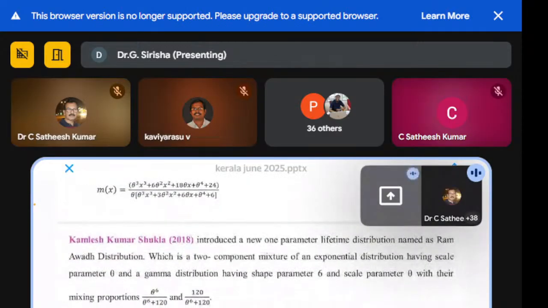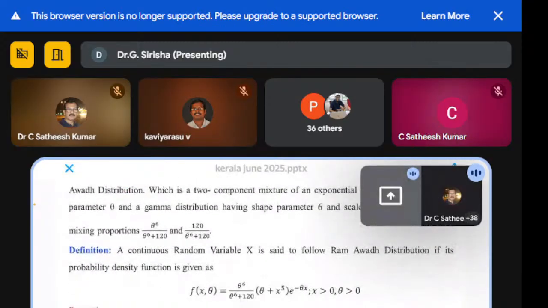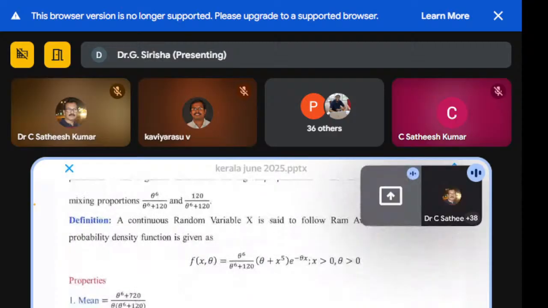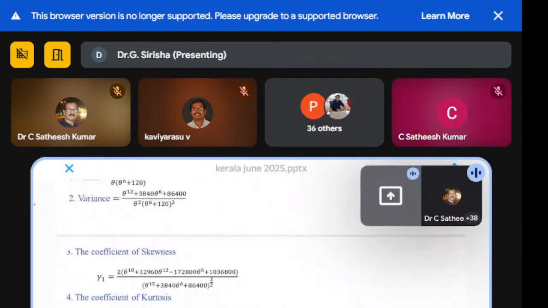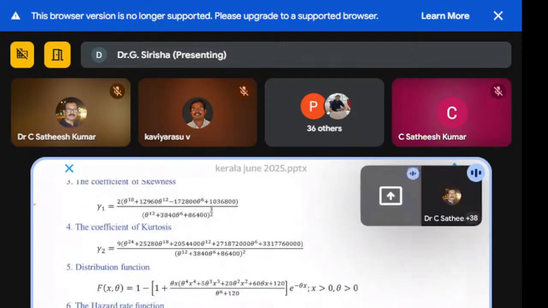The other distribution is also derived by the same statistician, Kamalesh Kumar Shukla, named Ram Avadh distribution. It is also a two-component mixture, exponential with gamma, but the shape parameter is taken as 6. And the mixing weights have been taken as theta power 6 by theta power 6 plus 120 and 120 by theta power 6 plus 120. This is the density function he has got. And these are the distributional properties: mean, variance, moment generating function, skewness, kurtosis, distribution function, hazard rate, mean residual lifetime.